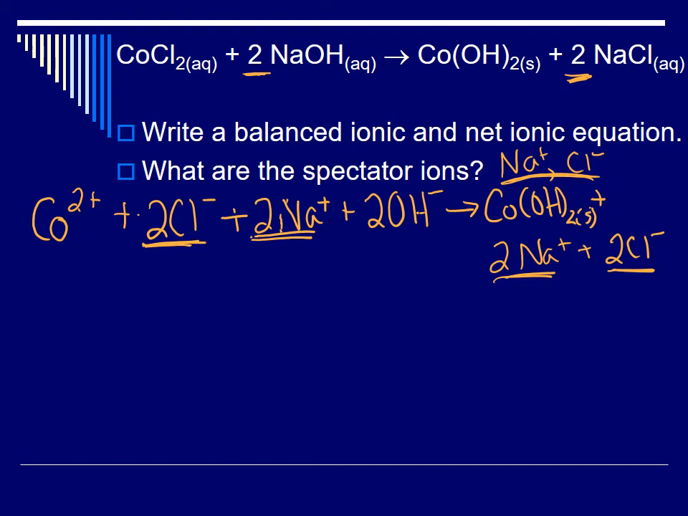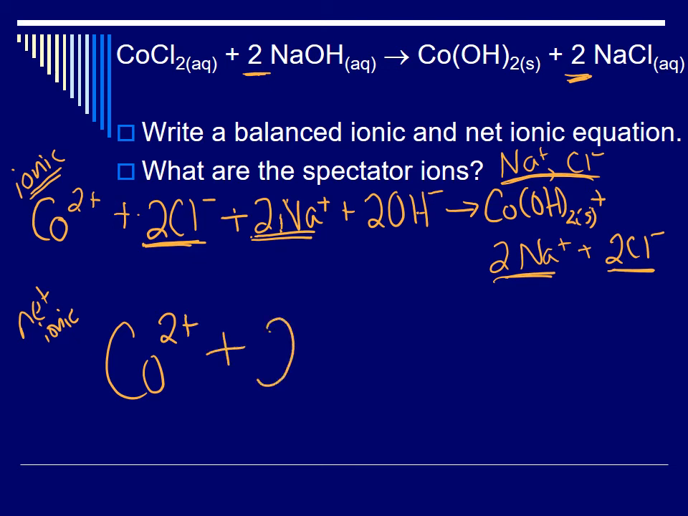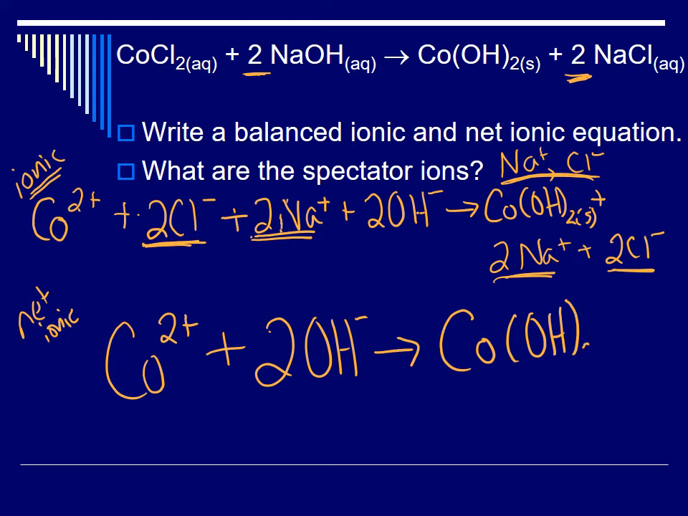Anything else that I have written, I'm going to rewrite for the net ionic. So what I just finished writing is the ionic equation. And so now let's work on the net ionic. The net ionic will be cobalt with its positive 2 charge and 2 hydroxides with their negative 1. And when they come together, they form cobalt hydroxide, which is a solid.